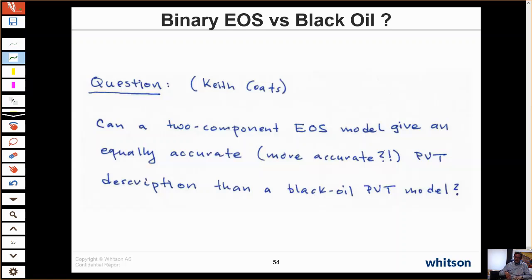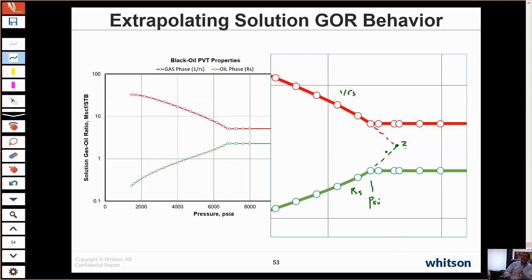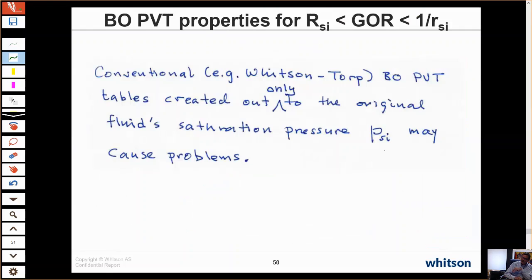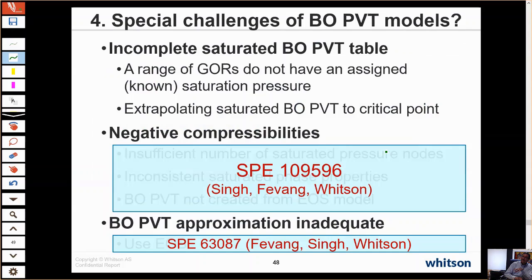We did. Yeah. Okay, so the question is, can a two-component EOS model, because the equation of state won't have this problem. None of these problems, right? Yeah. You don't get any of these problems that I wrote up here if you're using the equation of state.